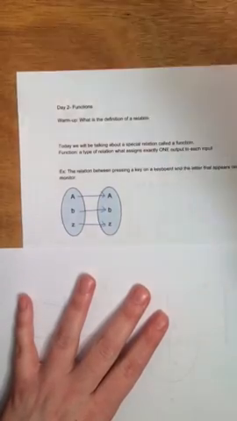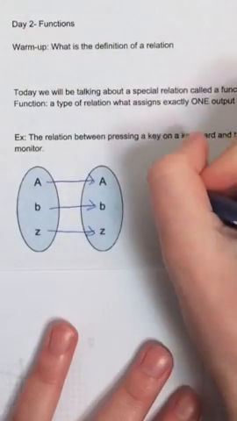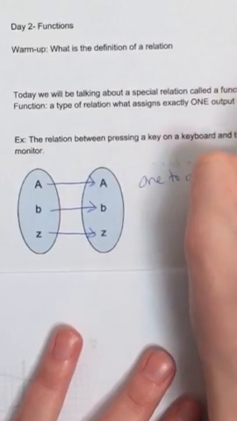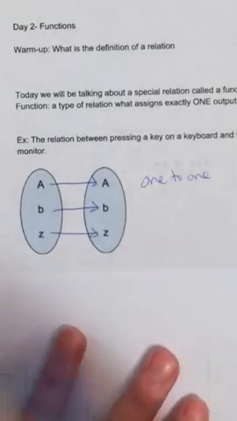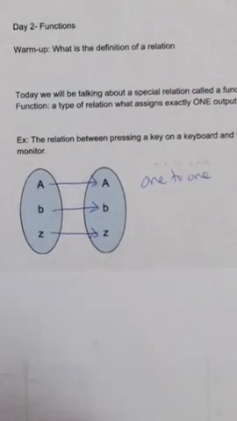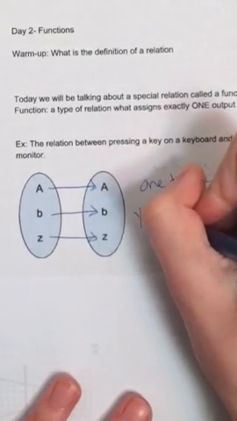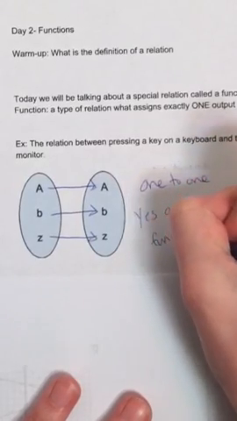Now this should look familiar to you. We did this one yesterday. This is just a one-to-one. One input has exactly one output. Nothing repeats. So a one-to-one is easy. Definitely a function.